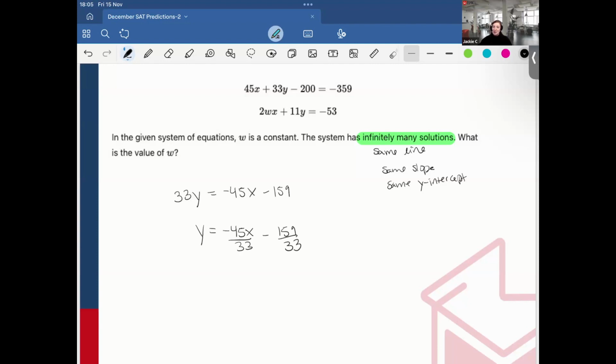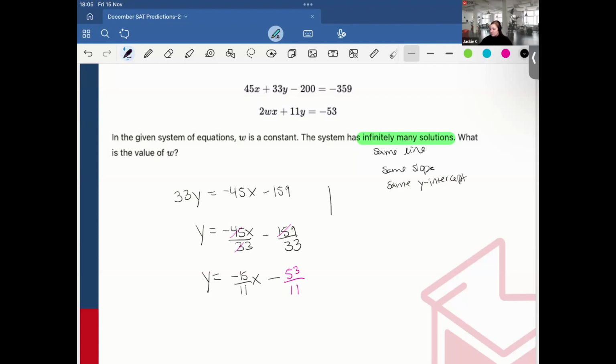And to make our life simpler, let's go ahead and simplify it. So here, everything's divisible by 3. So this could simplify to y equals negative 15/11 x. And also here, simplified, dividing 159 by 3, that's 53, and 33 divided by 3 is 11.